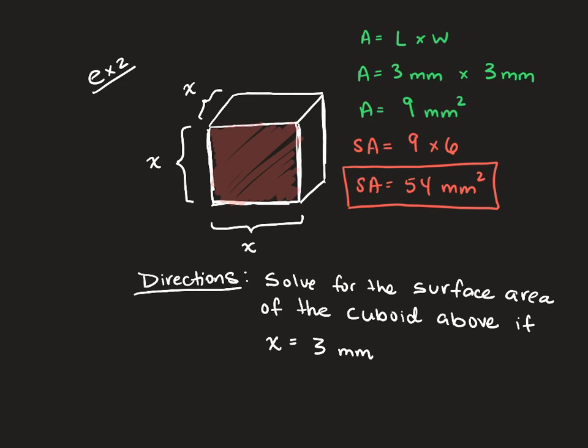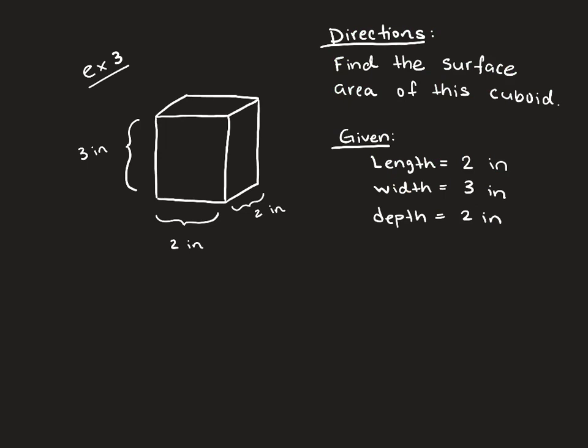All right, this one I'm going to give to you, I think. It's what I think it is. Yes, okay. Directions: this one you have to do. Find the surface area of this cuboid given: length is 2 inches, width is 3 inches, and the depth is 2 inches. Ready, set, solve.